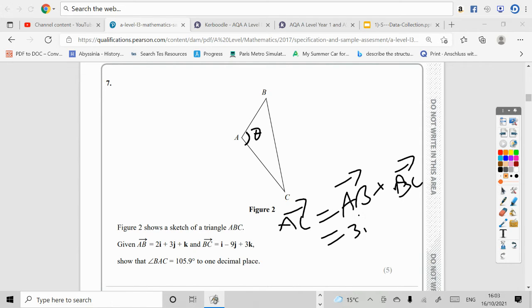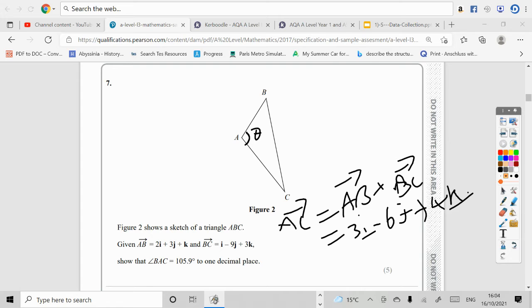Then 3j plus minus 9j will get me minus 6j. Make sure you underline all your vectors. And 3k plus k will get me 4k. Okay, so that is AC.